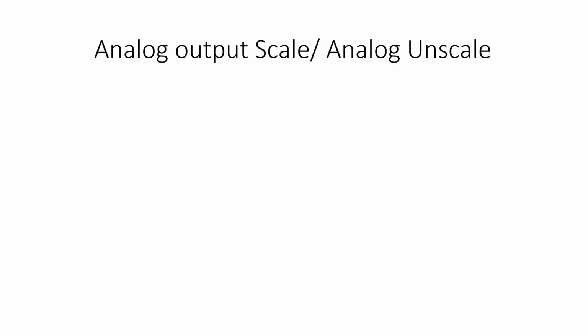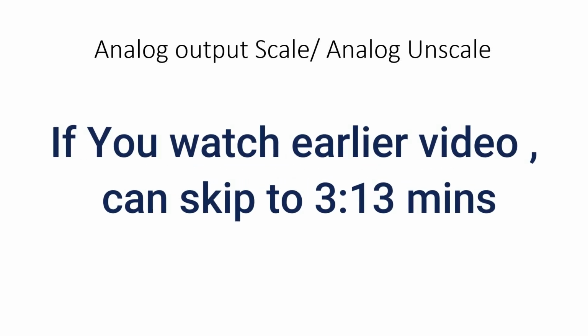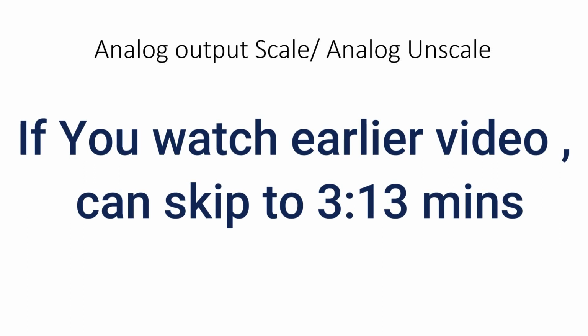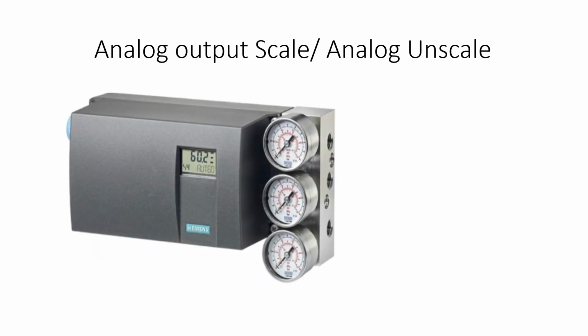Welcome back. In this video we'll discuss analog output scale. Last video we also talked about analog output scale, but we used a linear line equation to unscale the analog output. Suppose we have an actuator, and that actuator is controlled by a pressure, and that pressure is controlled by an analog output signal, 4 to 20 milliamps.